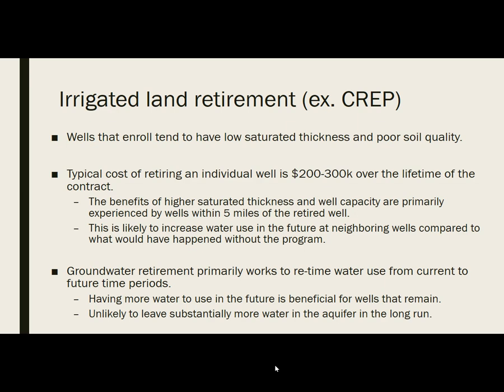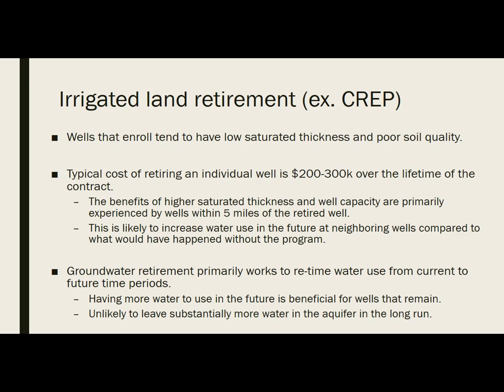Our analysis of the Conservation Reserve Enhancement Program in Colorado suggests that the wells that have participated tend to have low saturated thickness and relatively poor soil quality. They have the lowest opportunity costs of participating, which is not a bad thing. It leaves more water for wells that are profitable, and so that may very well be a very good outcome associated with the policy. But it's also clear that these policies are expensive.